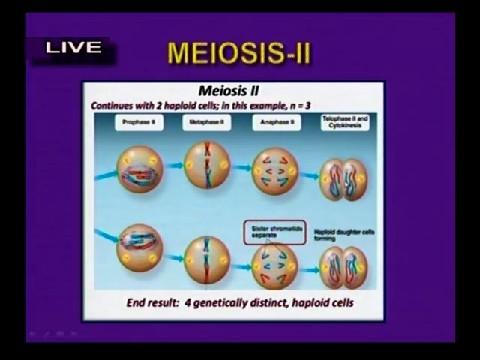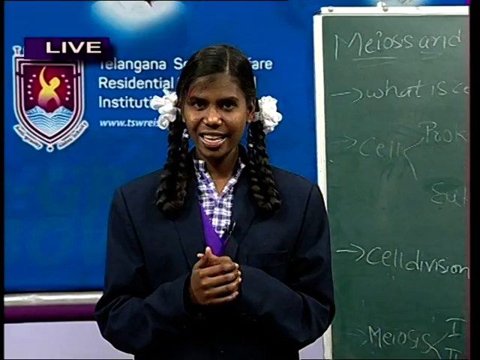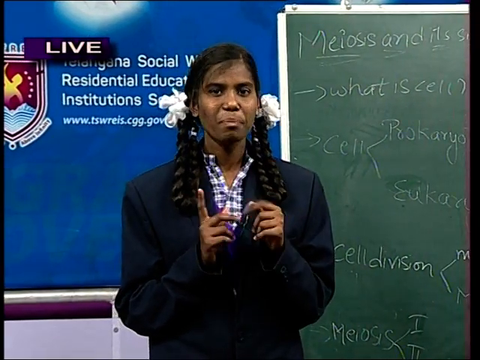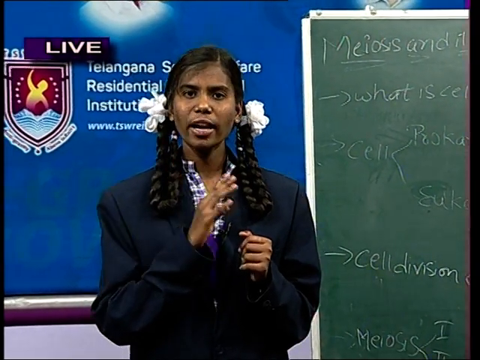Telophase is the last one. Telophase is the end of meiosis II. Here we can see the nuclear envelope reforming with cytokinesis in telophase 2, and it forms 4 haploid daughter cells. This is the end result of meiosis II. Listen friends, the end result of meiosis I is the formation of 2 haploid cells and the end result of meiosis II is the formation of 4 haploid cells.